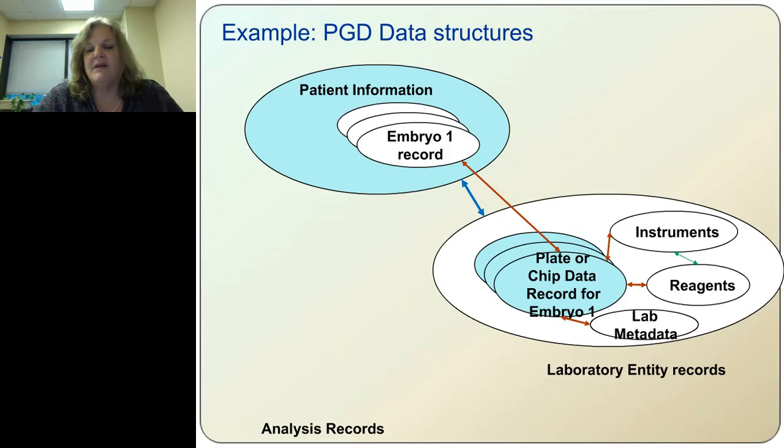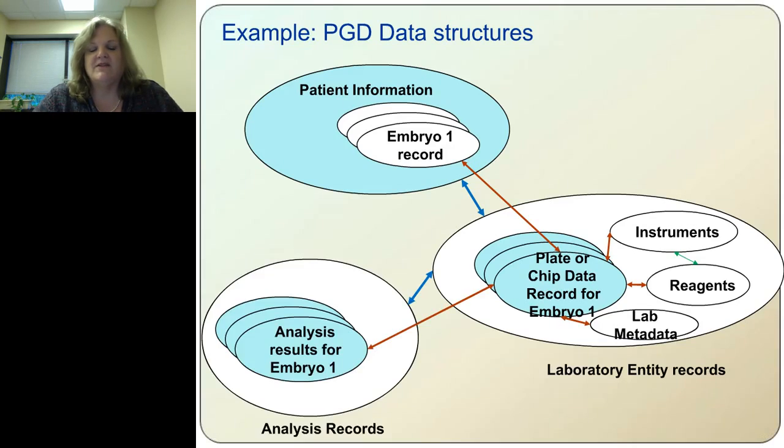Because we're managing the laboratory entity records as a separate database, those entity records also connect to our instruments, our reagents, and lab metadata. That entire laboratory entity environment can then also connect out to the analysis results. The analysis results are able to be foreign keys between the embryo record that was checked in and connected to the patient, the laboratory entity records, and also the analysis records. I'm leaving out a lot here, but you can access any one of these records from the other records.